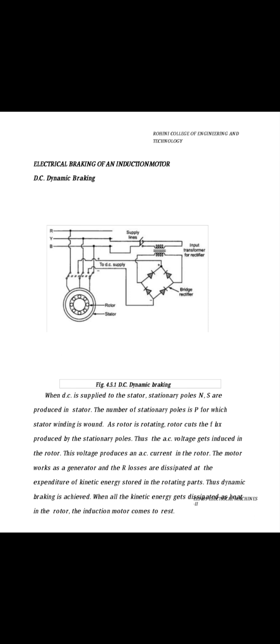So when the DC supply is applied to the stator, stationary poles N and S, north and south, are produced in the stator. The number of stationary poles P depends on how the stator winding is wound. The rotor is rotating, so the rotor conductors cut the flux produced by the stationary poles. Thus, an AC voltage gets induced in the rotor. This voltage produces an AC current in the rotor. The motor acts as a generator, and the I squared R losses are dissipated at the expense of the kinetic energy stored in the rotating parts.